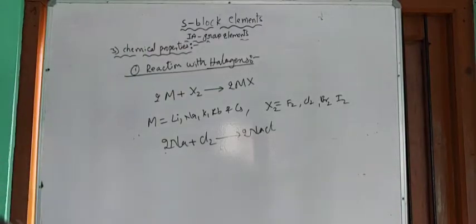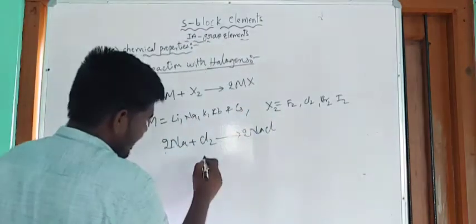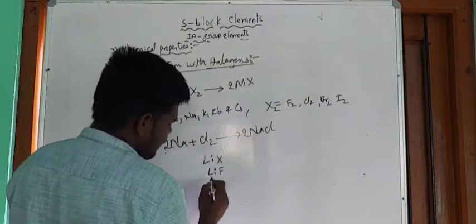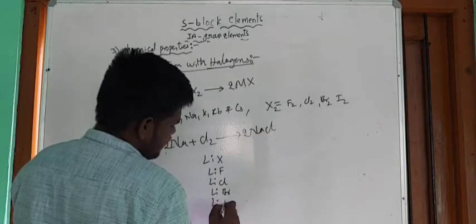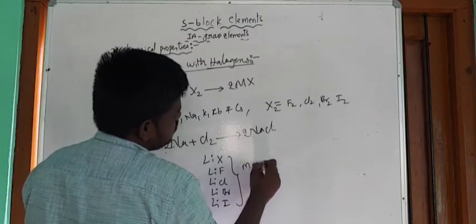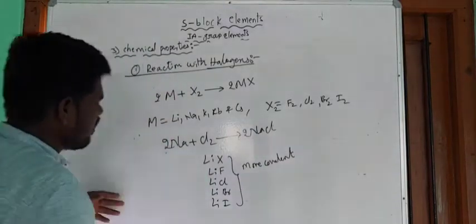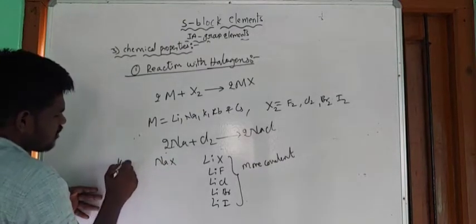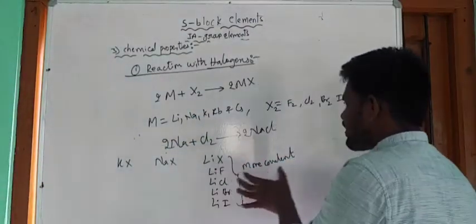Now among the metal halides of the first A group, lithium halides, meaning lithium fluoride, lithium chloride, lithium bromide and lithium iodide, are more covalent when you compare with the halides of sodium, potassium, rubidium, cesium, etc. So here lithium halides are more covalent.